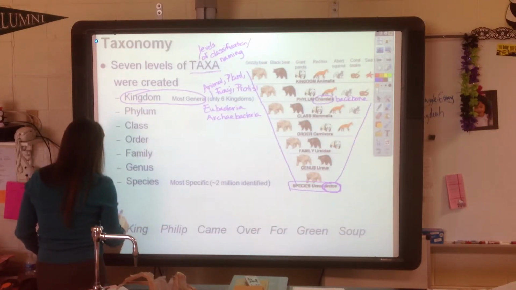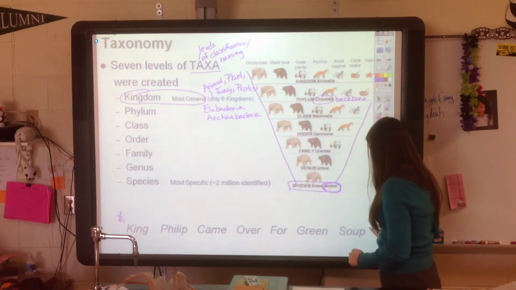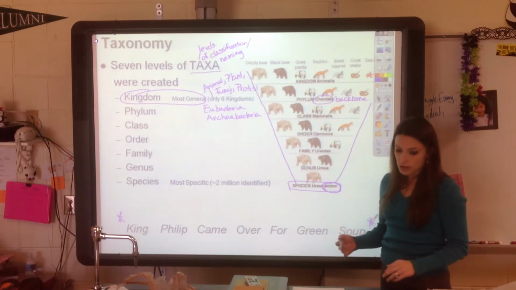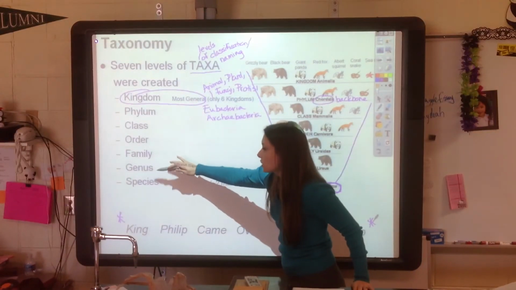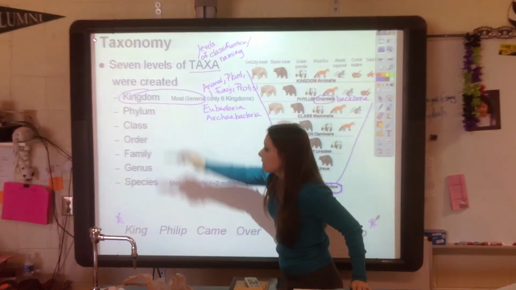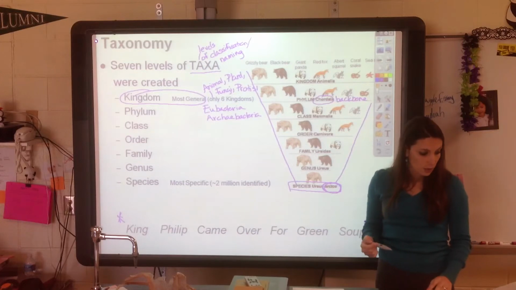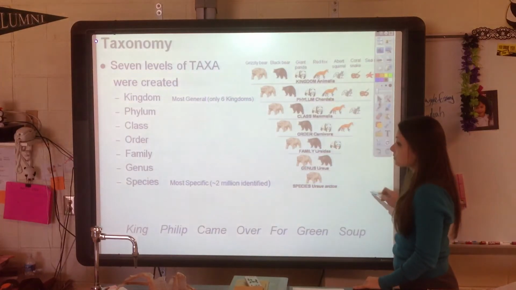And that's why we have this sentence here. King Philip came over for green soup. Kingdom, phylum, class, order, family, genus, species. King Philip came over for green soup. So you do need to know the order of these. And that species is the most specific name.